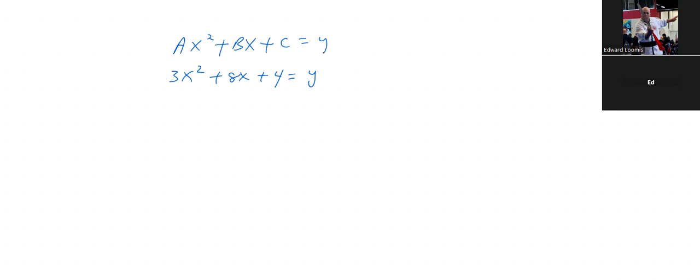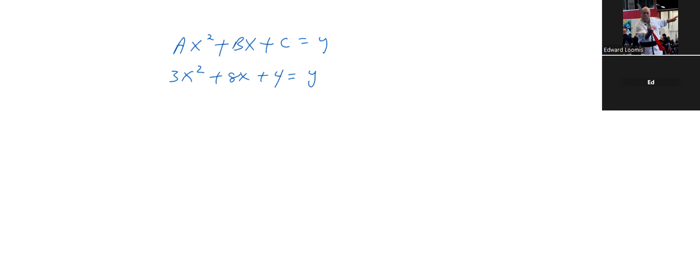And the a is whatever number is before the x squared. The b is whatever number is before the x. And the c is whatever number does not have a variable. So in this case, I've got ax squared plus bx plus c equals y. So I've got 3x squared plus 8x plus 4 equals y.